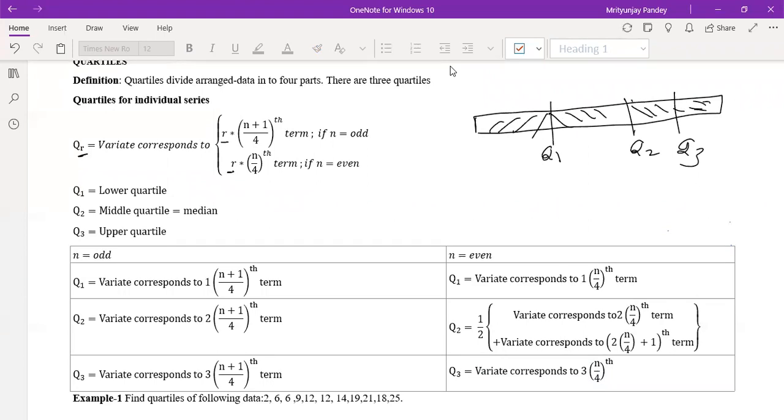हाँ अभी यहाँ पे थोड़ा डायग्राम में equal नहीं दिख रहा है, unequal दिख रहा है, but basically these are equal parts. So there are three partition lines Q1, Q2 and Q3. Q1 is called the lower quartile, Q2 is called the middle quartile, also known as the median, and Q3 is the upper quartile. So when you find Q1, you have to substitute R equal to 1. When you find Q2, substitute R equal to 2, and R equal to 3 for Q3, like that.